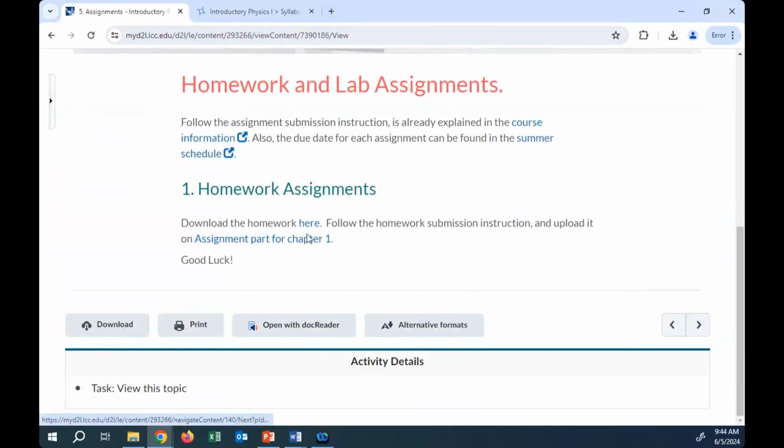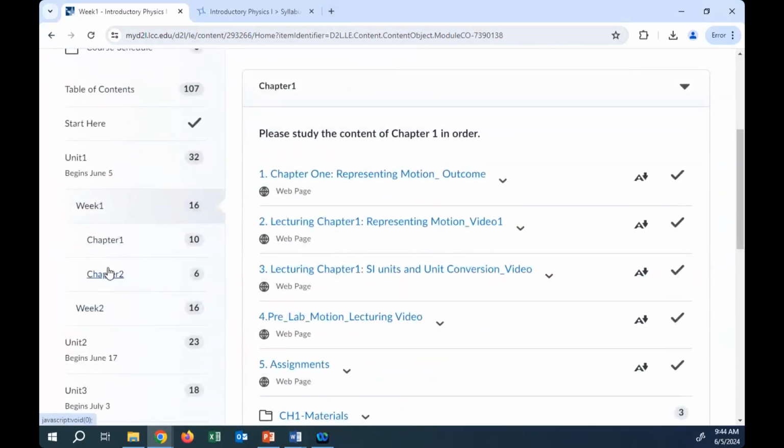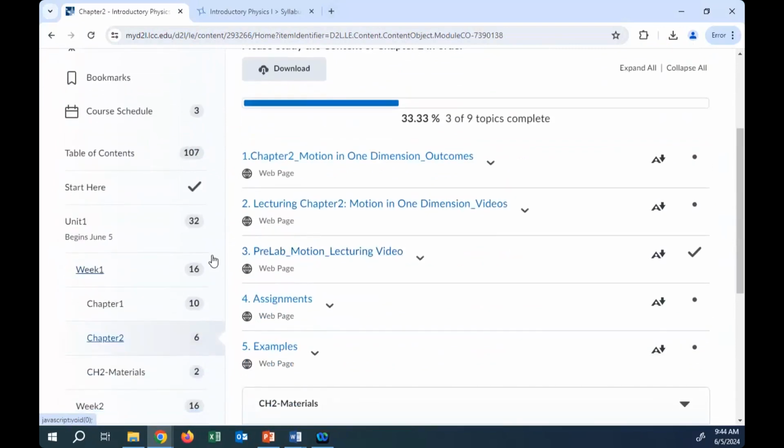So that's it. This is going to be chapter 1. So week 1, chapter 1, the same thing is going to be for any chapter. We will start with the learning outcome, lecture, pre-lab and lab, homework assignment. Good. I just wanted to show how you can explore the detail. I tried to put everything in order, but if you feel that it is confusing, please reach out to me. I can explain.